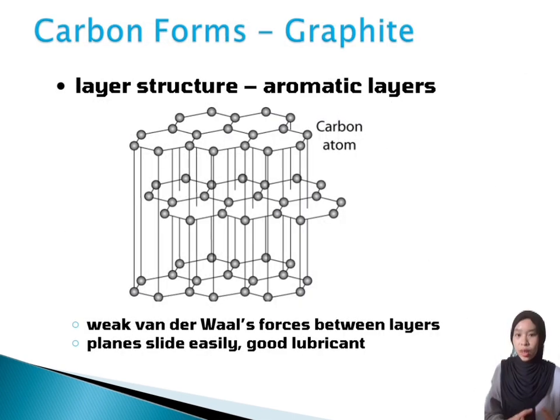devices. So the next carbon form is graphite. Graphite is one form of carbon where carbon atoms are arranged in a unique layered structure.